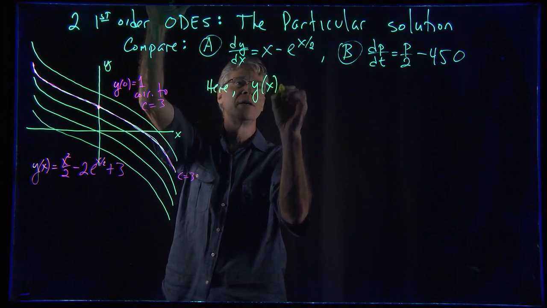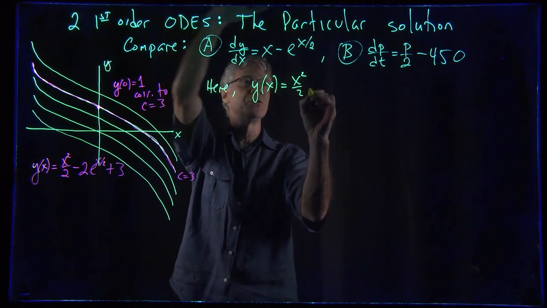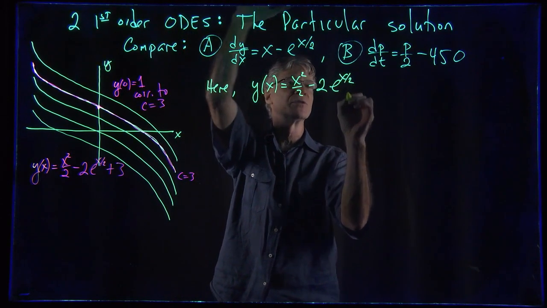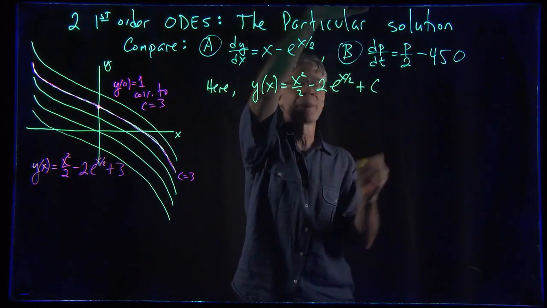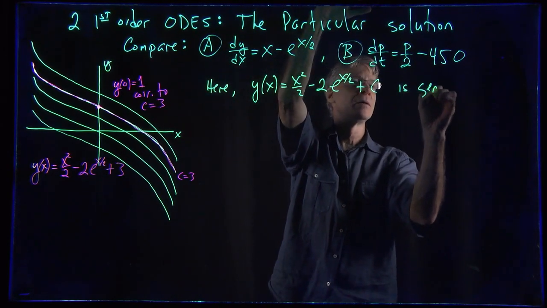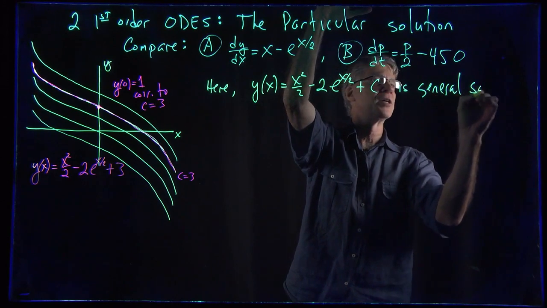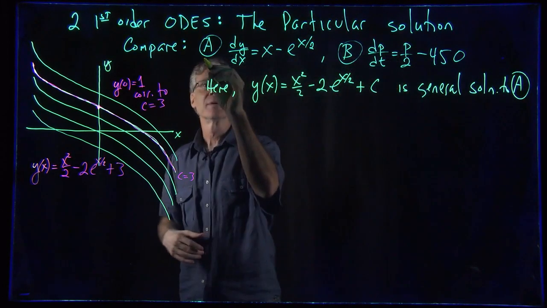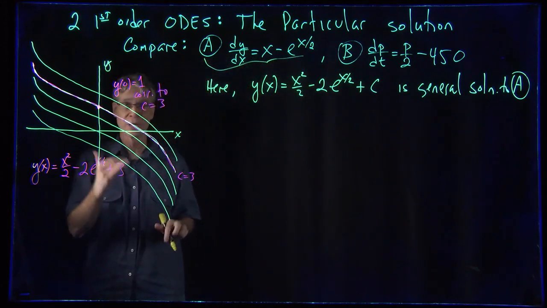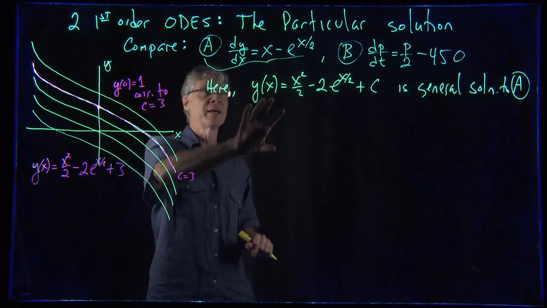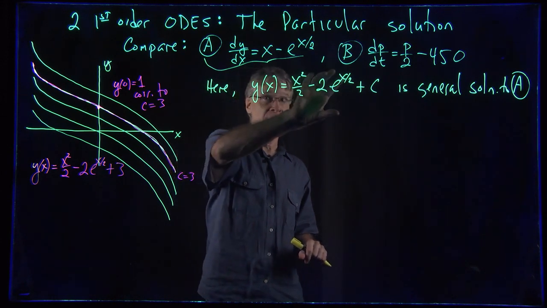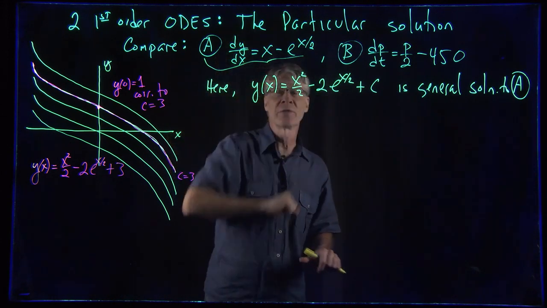y of x equals x squared over 2 minus 2e to the x over 2 plus c is the general solution to A. Because remember, we're dealing with this guy now. We're solving this one, right? So if I take the derivative of this and I stick it into here, I will get the right-hand side.